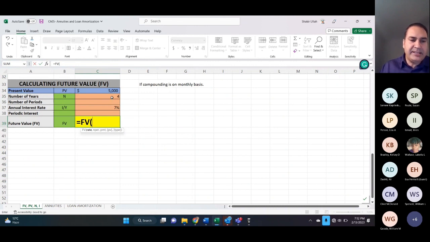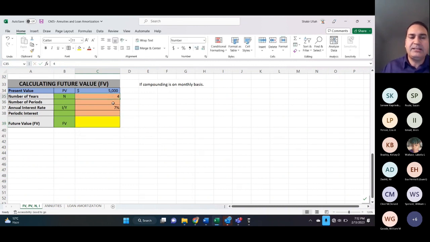It is the number of periods in which the compounding takes place. So now in this case, that 4 years does not go into the formula. We have to find the number of periods. This will be equal to 4 years and there are 12 periods, 12 months in each year. So we multiply that by 12. Now we have got 48 periods.